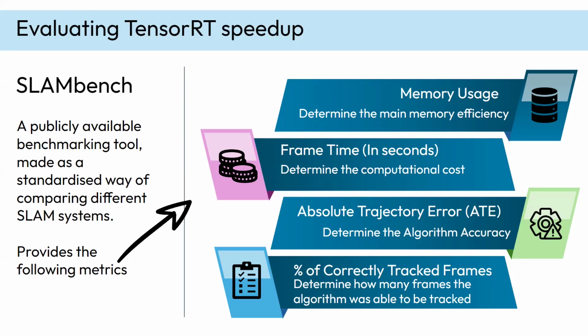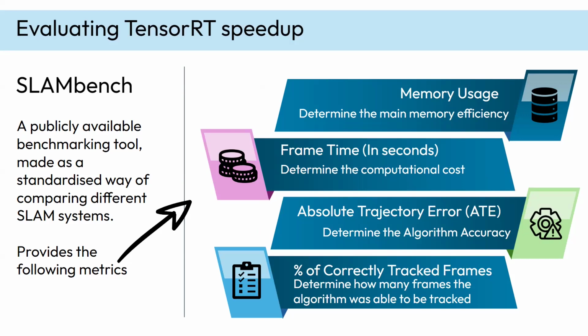SLAMBench provides the following metrics. First, memory usage: main memory as well as GPU memory usage for each algorithm can be reported. This is necessary for determining the algorithm's effectiveness in terms of memory utilization, especially for embedded devices with limited available memory. Second, computational cost. This is measured using the time taken per frame for each algorithm, which is normally a good metric for how computationally expensive the algorithm is. The lower the frame time, the better the algorithm's performance.